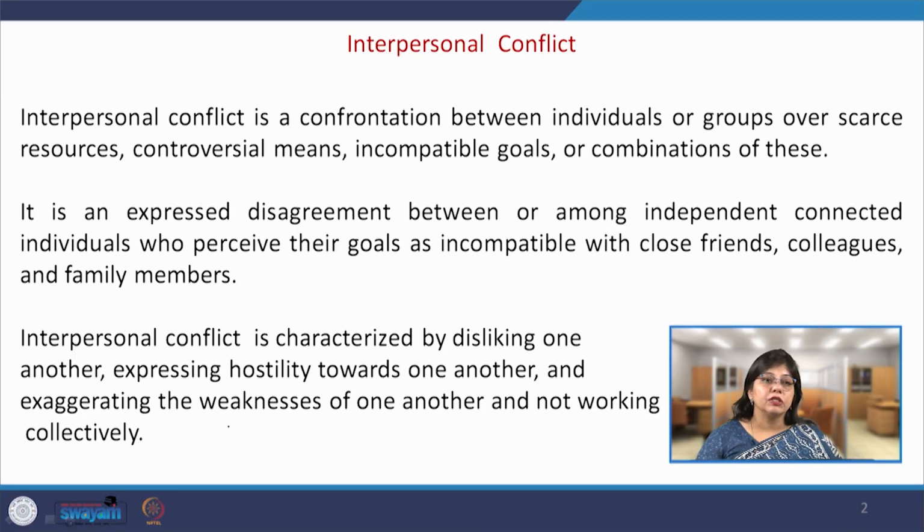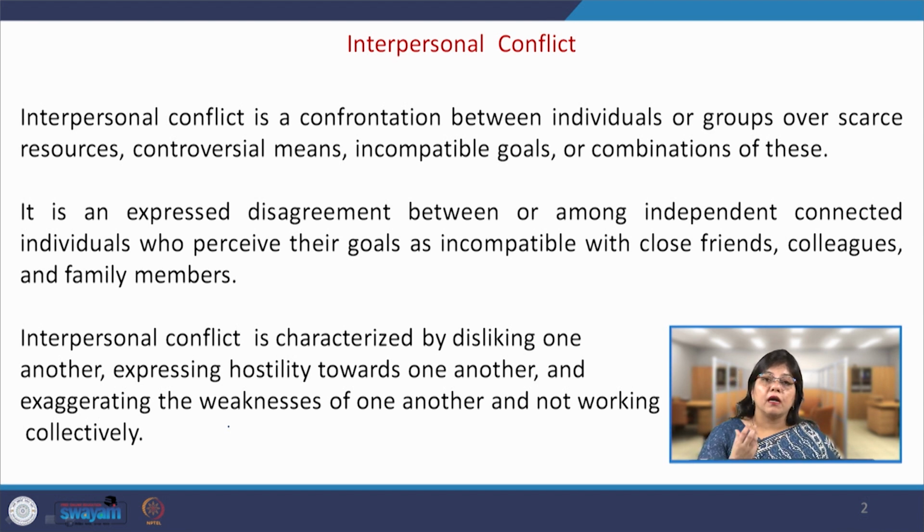It is confrontation between two people, individuals or groups over scarce resources, controversial means, incompatible goals, or a combination of these. This incompatibility can also take the form of disagreement or disliking for the other person. So, whenever there is some competition, some hassle to attain or achieve scarce resources, or some controversy on some issues within the group, it leads to interpersonal conflict.